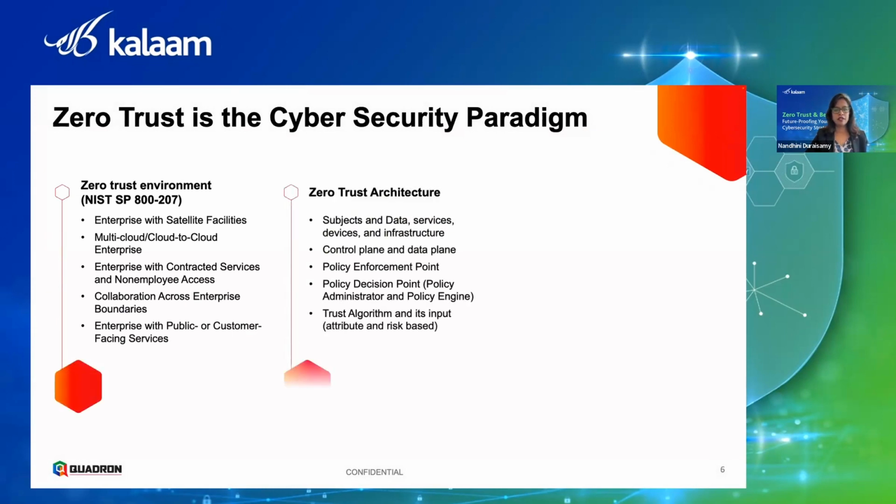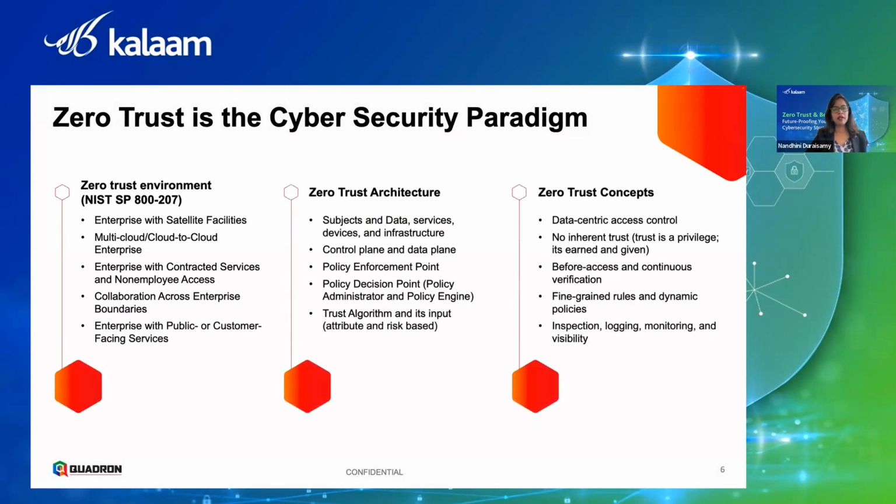Having said that, let's see what the paradigm is about Zero Trust as such. When you talk about Zero Trust, there are three things which you need to consider. One is what kind of environment your organization is in, what is the architecture that comprises Zero Trust, and what is the concept of Zero Trust, okay? Each one of you can relate to the environment where you belong. So what do we mean by enterprise with satellite facilities? This refers to a large organization that has its main office or a data center, and multiple remote satellite locations. They need to ensure secure and efficient connectivity and data sharing between the central site and these satellite facilities. It's a typical data center and multiple offices.